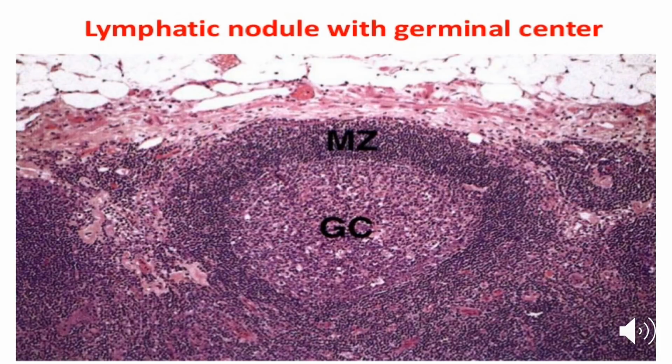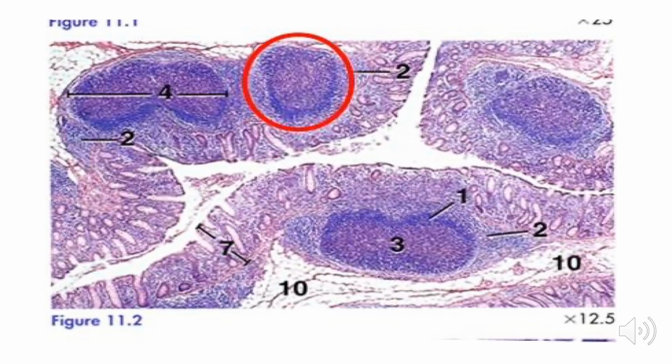This is a good picture of a secondary lymphatic nodule. Please appreciate the light-staining germinal center and the dark-staining corona or mantle zone. The lymphatic nodules labeled as number 2, 3, and 4 are all secondary type of nodules.